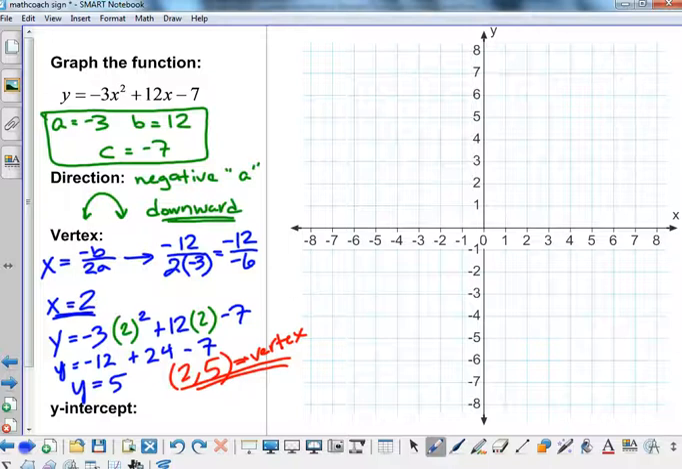We can actually go ahead and plot that if we wanted to. 2, 5 would be located, let's see, right here. And we know that the parabola is going to go downward from there. Our y-intercept comes out to be -7. So we know we're crossing the y-axis at -7. Well, that's all the way down here.